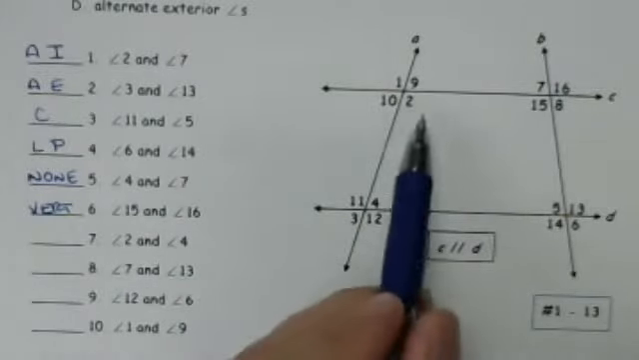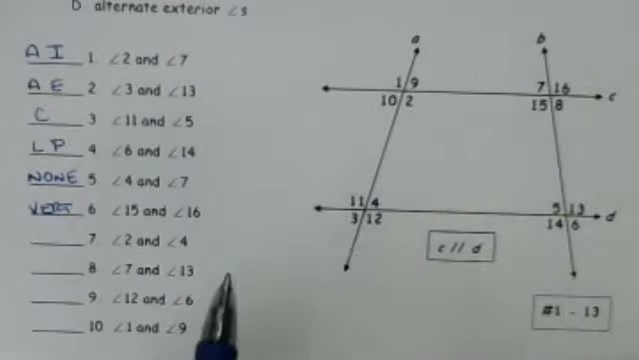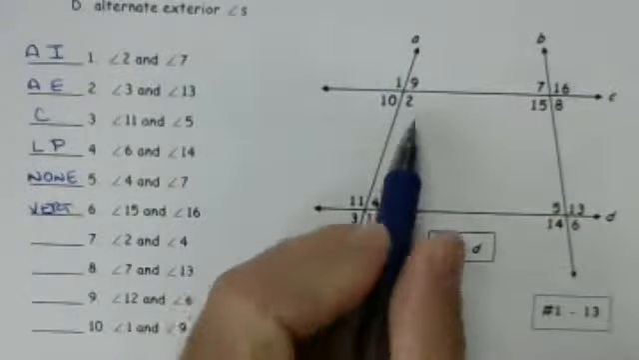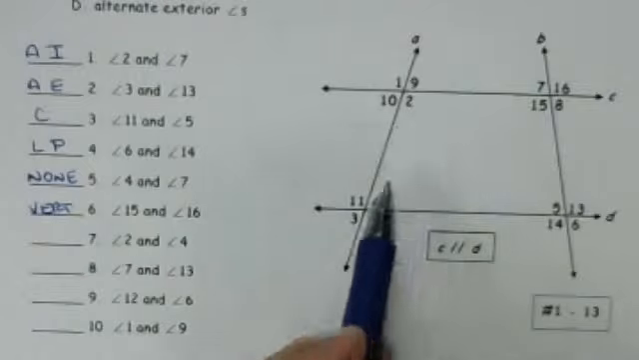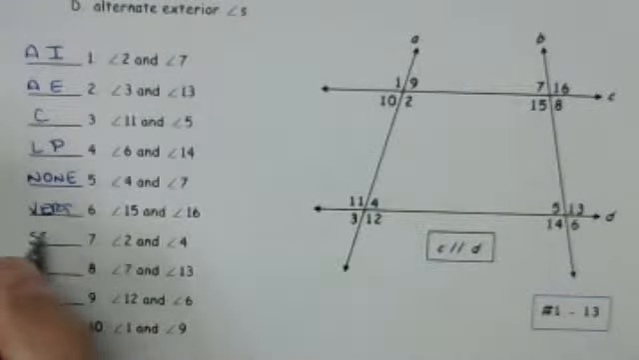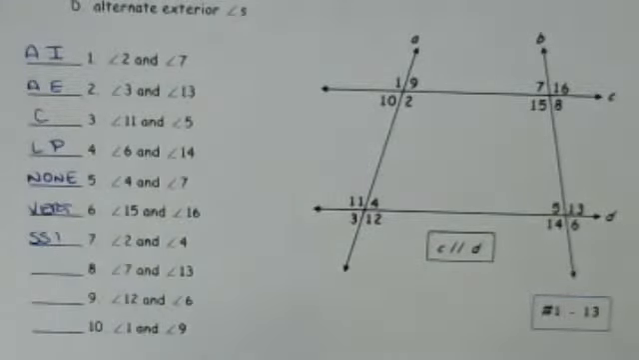Number 7, we have angles 2 and 4. You can see angle 2 and 4 are both on the inside of the two lines, and they're both on the same side of the transversal, so those two angles are same side interior.